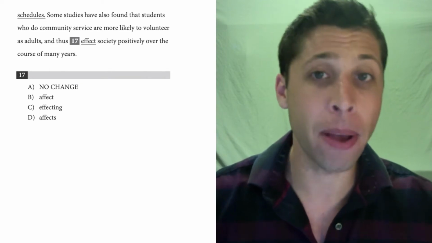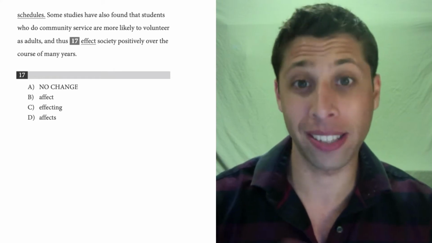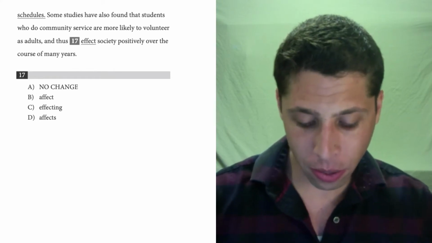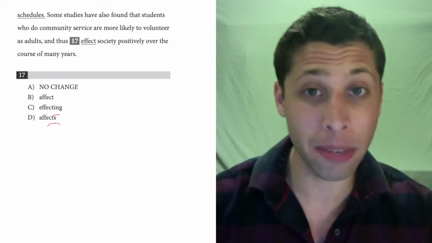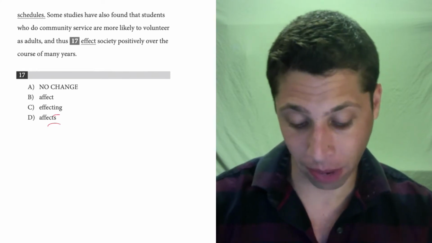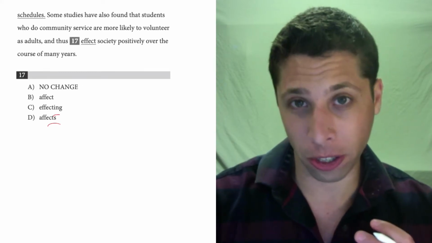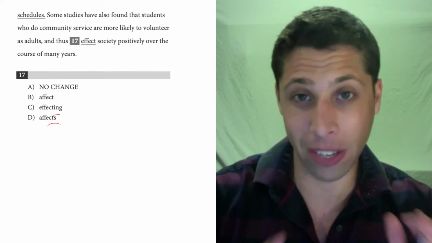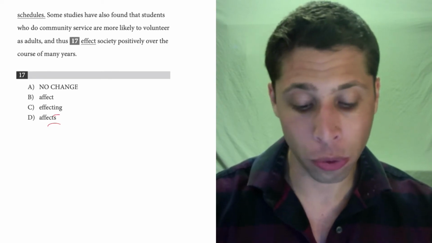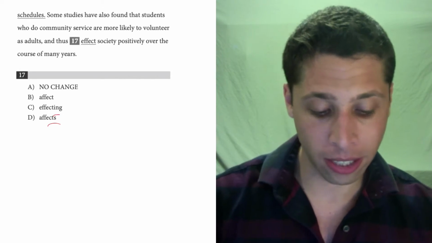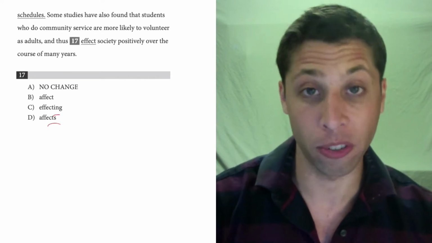But I think the better way to approach this question is to first just focus on the way it sounds, right? We can tell that there's different tenses here, and so maybe we can eliminate some of these answers just based on that, right? Well, there's a little bit of a structure here that we can use to figure out the right tense. Some studies have also found that students who do community service are more likely to volunteer as adults and thus affect society positively over the course of many years, right?